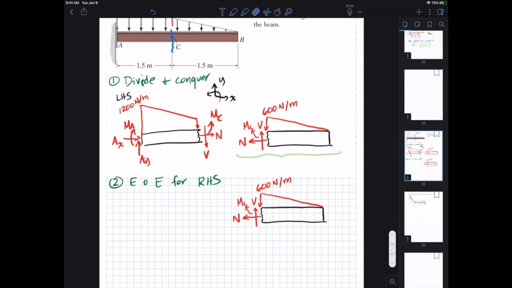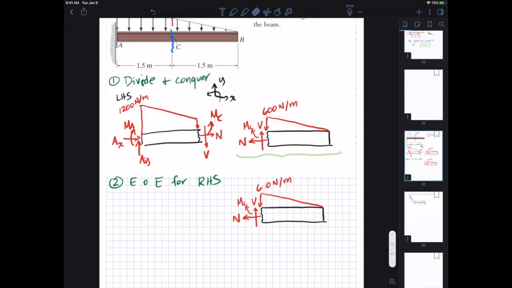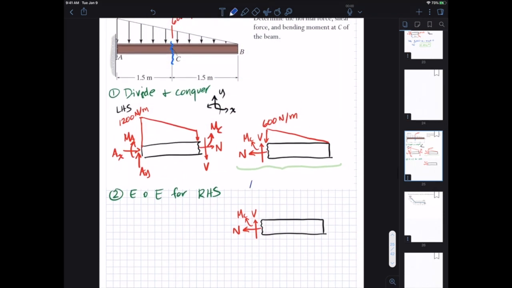Right? So this is where all of your training so far comes into play and comes together. So in order to get the equivalent force for the triangle, we basically just need the area of that triangle, right? So we're going to take this force. So we have the 600 newtons per meter. So the area is equal to 1/2 the base, 1.5 meters, times the height, 600 newtons per meter. We should come out with newtons. So we have 450 newtons.